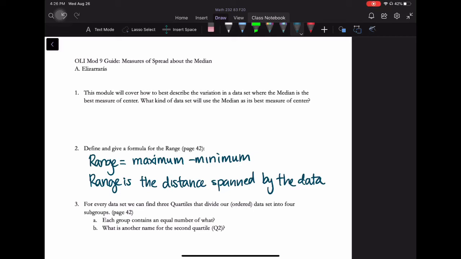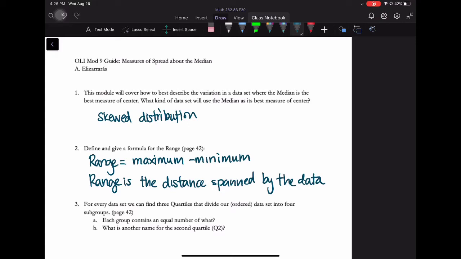Welcome back. We're going to be focusing on Module 9, which is measures of spread about the median. The first question asks us, what kind of data set will use the median as its best measure of center? So if you recall back when we were talking about mean versus median as a measure of center, hopefully you remember that the median is good when we have a skewed distribution, because the median is the middle, whereas the average is typically pulled towards the tail of skewness.